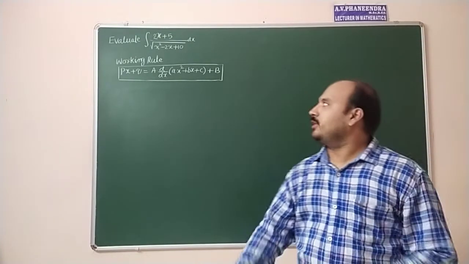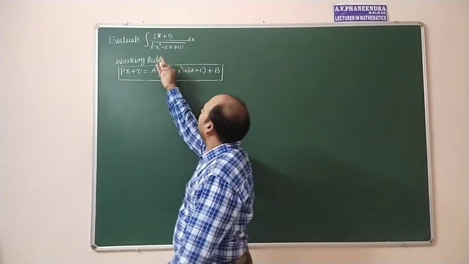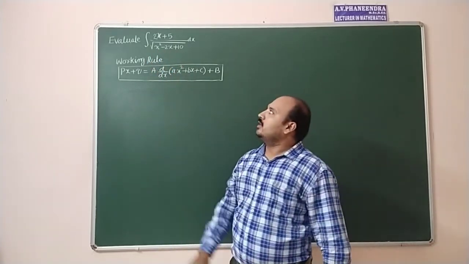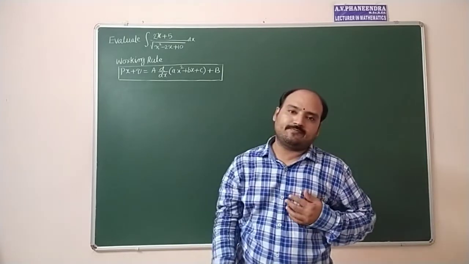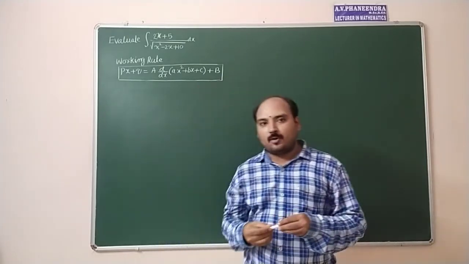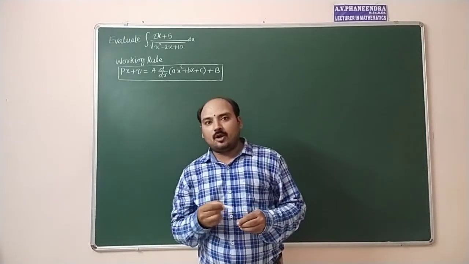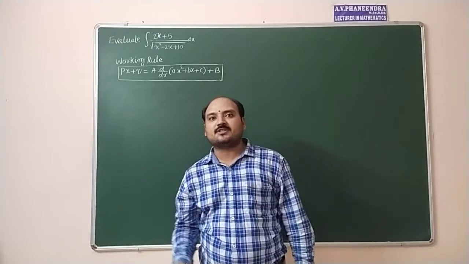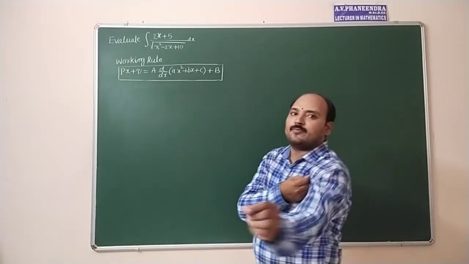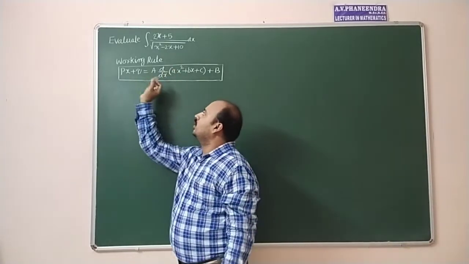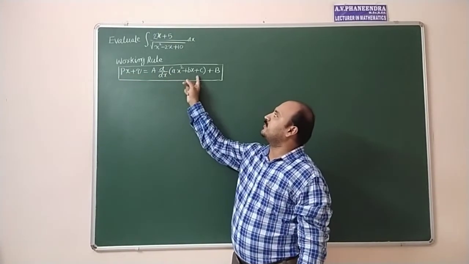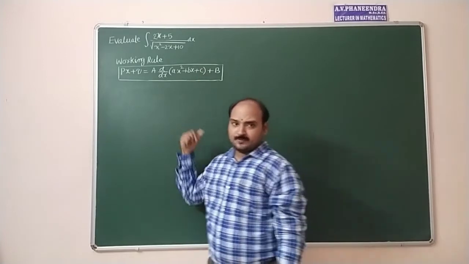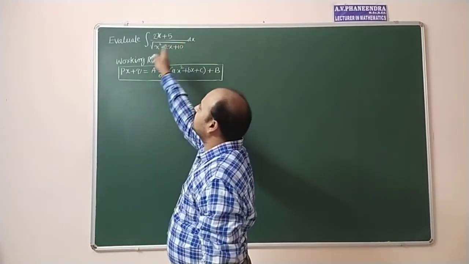The next question. Evaluate integral 2x plus 5 divided by square root of x square minus 2x plus 10 into dx. Here also it is in the form of px plus q by under root of ax square plus bx plus c. To evaluate these type of problems, we have a working rule. Px plus q equal to A into d by dx of ax square plus bx plus c plus B. So now in place of px plus q, what value is there?